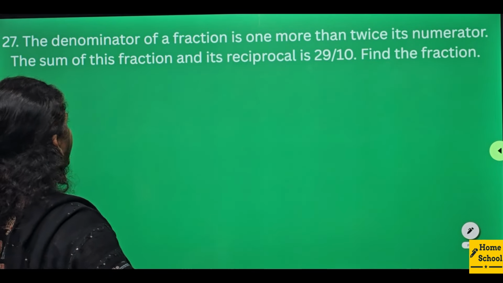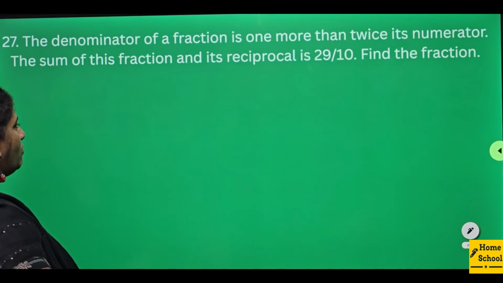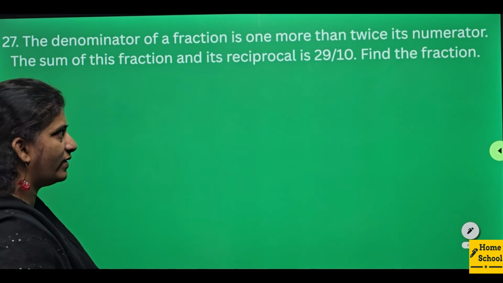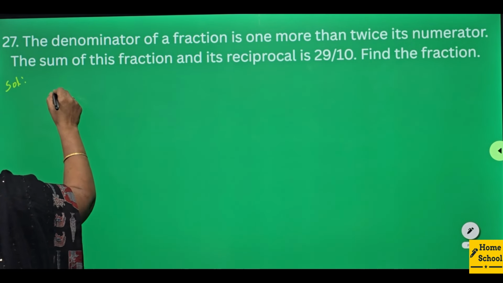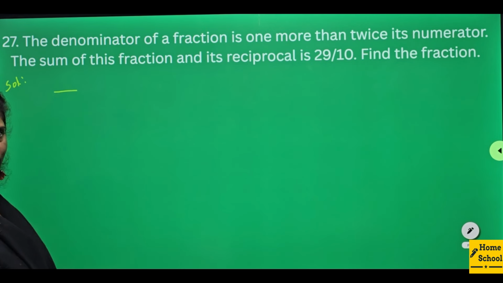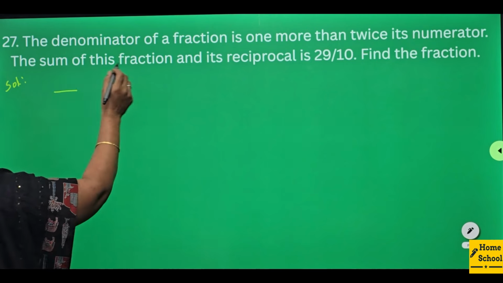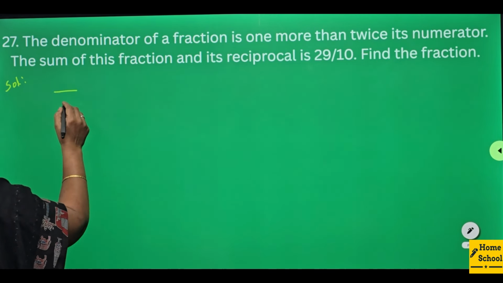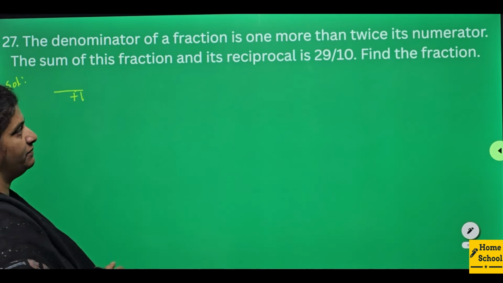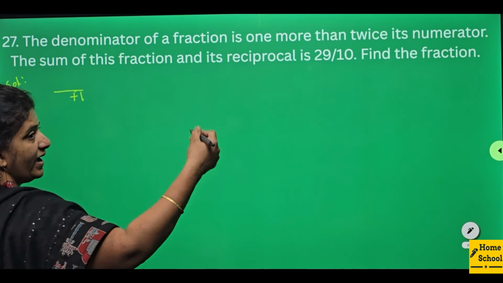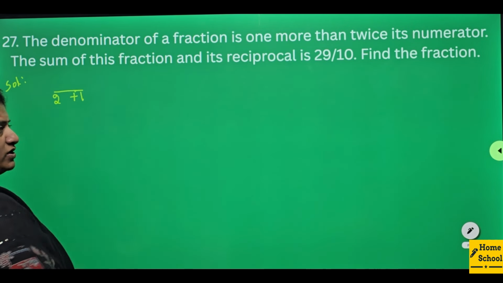27th one. The denominator of a fraction is 1 more than twice its numerator. The sum of this fraction and its reciprocal is 29 by 10. Find the fraction. A fraction contains numerator and denominator. Now I am talking about the denominator. The denominator of a fraction is 1 more. 1 more means plus 1. 1 more than twice its numerator. Twice means 2 times.